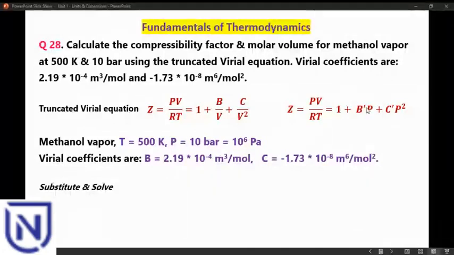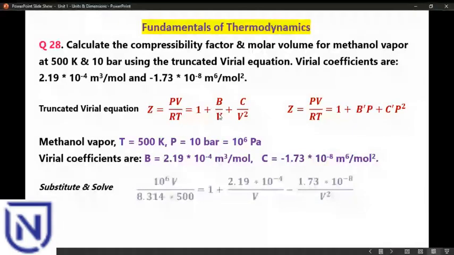If I have to use this equation, the unit should be such that it cancels out with the pressure. It should cancel out with the pressure square, right? So that way I should have the unit. Now I'll be using this equation. How should I do it?